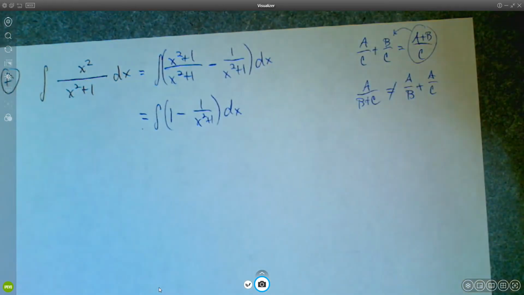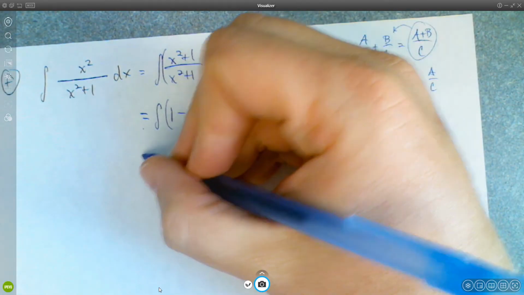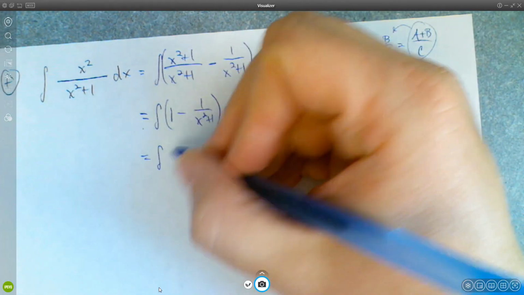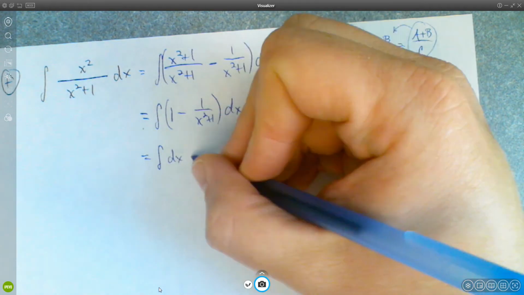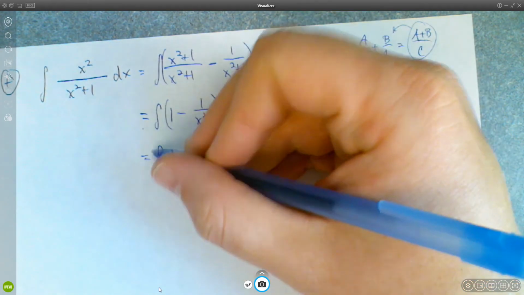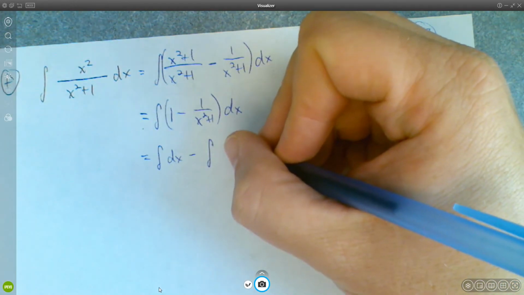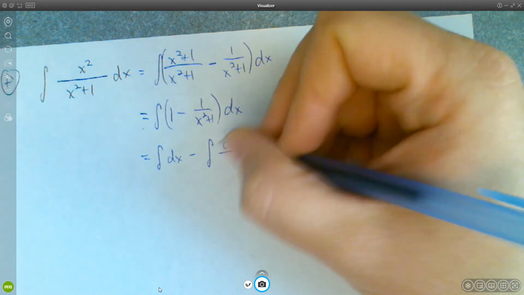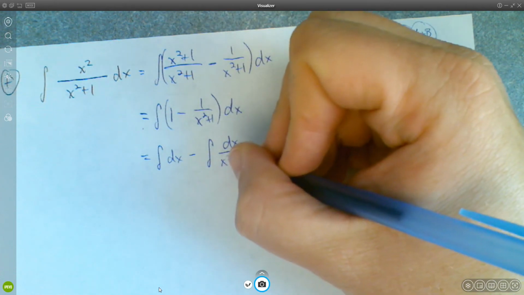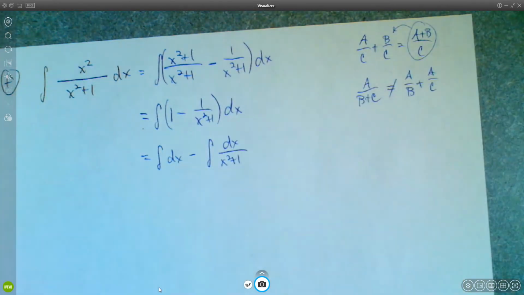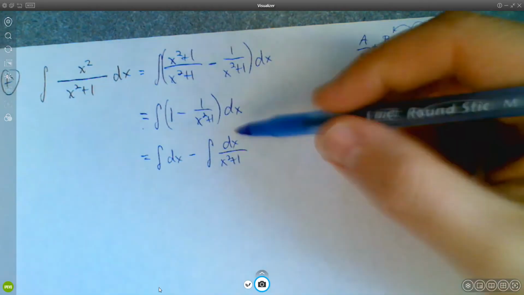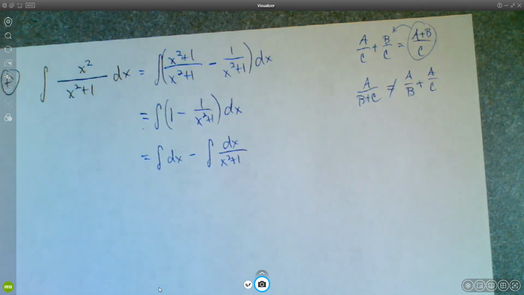Now maybe you think that doesn't look any better from what we started on, but look, this is the integral of 1 dx minus the integral of 1 over x squared plus 1 dx. Well, that's just dx over x squared plus 1.